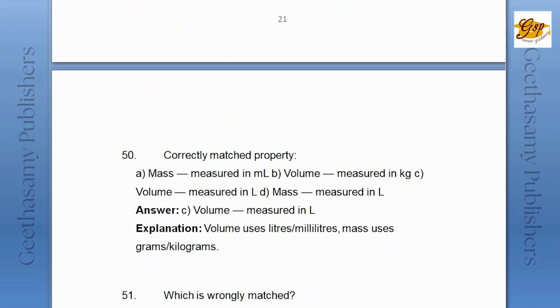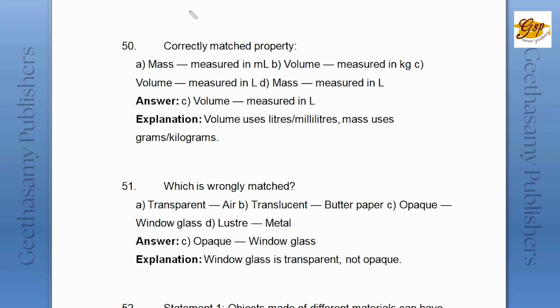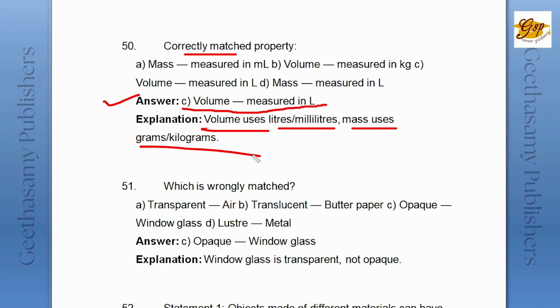Fine. 50th question. Which is correctly matched? Mass measured in milliliter, volume measured in kg, volume measured in liter, and mass measured in liter. So the correctly matched one is volume measured in liter, that is C. Volume uses liter and milliliter, mass uses gram or kilogram. Right? Okay.